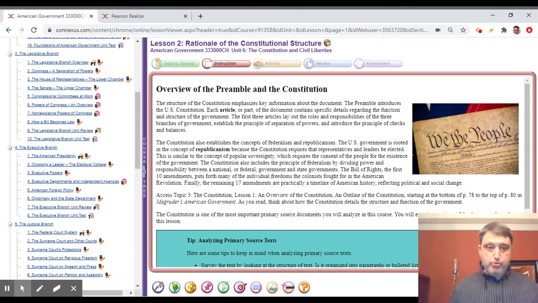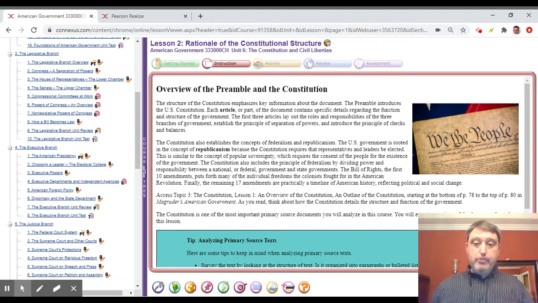The Constitution also establishes the concepts of federalism and republicanism. The U.S. government is rooted in the concept of republicanism because the Constitution requires that representatives and leaders be elected. This is similar to the concept of popular sovereignty. We've talked about republicanism before. We've also talked about federalism before. So that's another important key element of the Constitution. Federalism divides power and responsibility between a national or federal government and state governments.